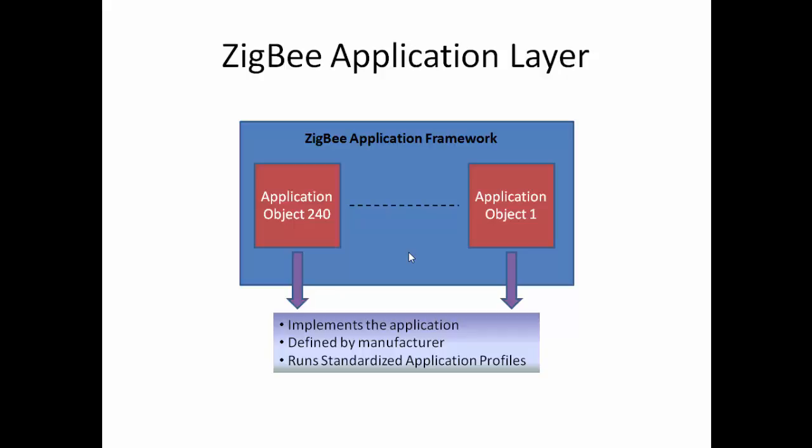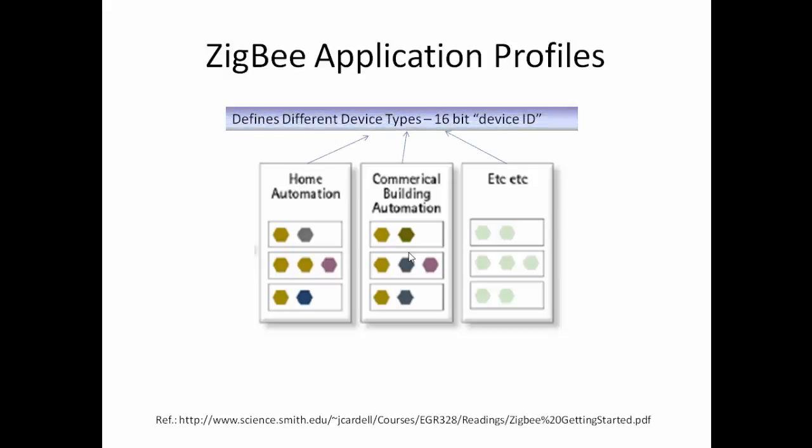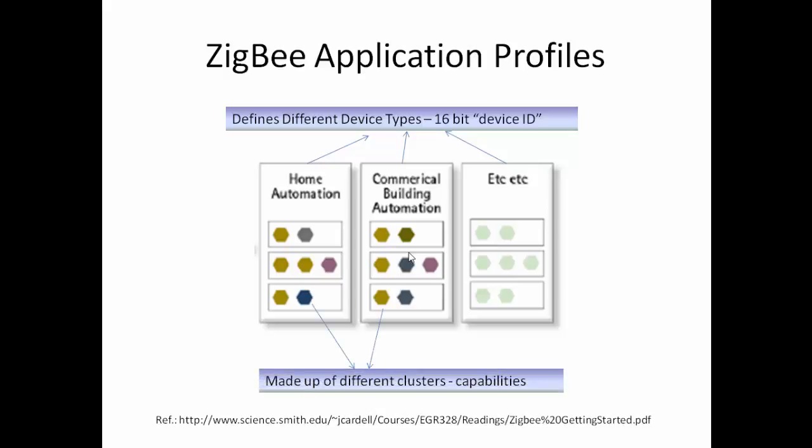Each of these application objects runs standardized application profiles. Let's see what these application profiles are. These are defined by the ZigBee standard. ZigBee has categorized applications into different domains like home automation, commercial building automation, etc. Each of these profiles defines different device types, and for each device type, a 16-bit device ID is associated. The functionality of a device type is defined by its clusters. That is, different device types are made up of different clusters, and thus the functionality is decided.